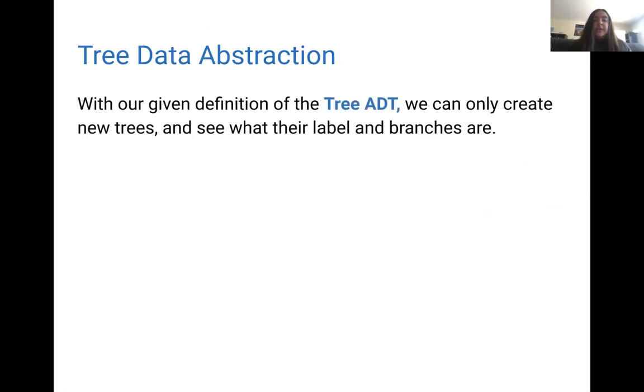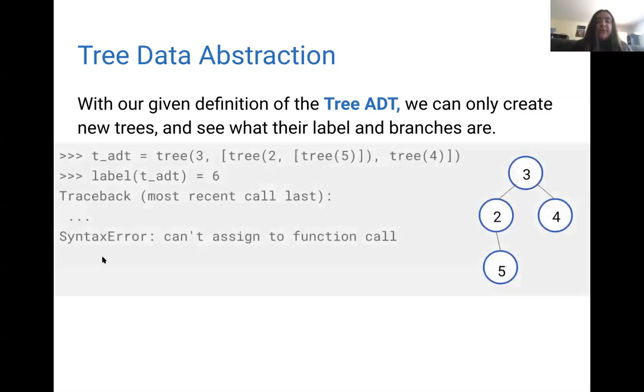So the interesting thing about the data abstraction specifically is that we can only create new trees. We can create them and get the values from them, but we can't actually change or mutate them in any way. So if we try to do something like this, where we construct this tree, pass in label, branches, and everything, and try to set the label value to be 6 instead of 3, we'll get an error because you can't assign a value to a function call.